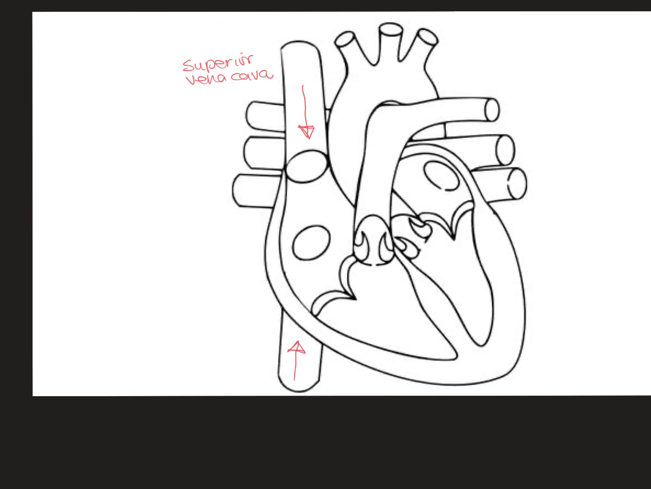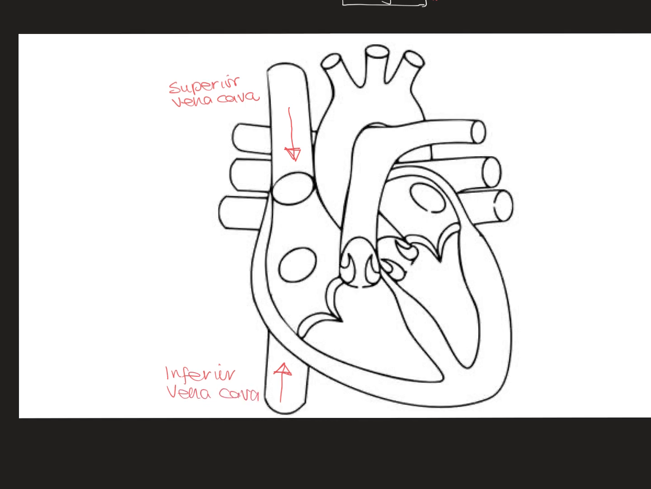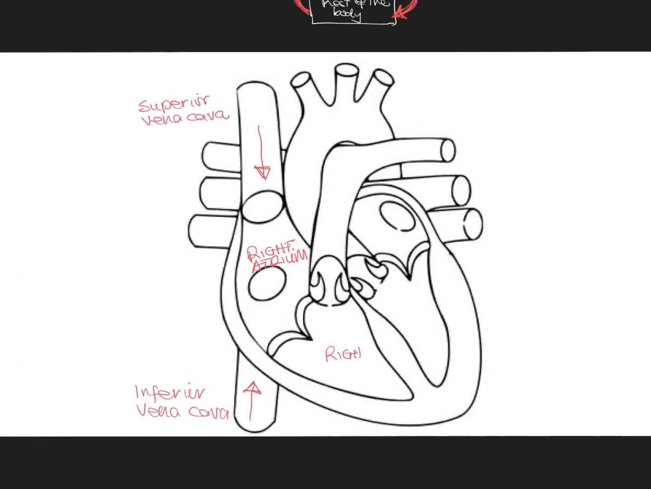Blood coming from the abdomen, from the legs, comes to the heart through the inferior vena cava. The blood coming from the superior vena cava and the inferior vena cava meet in the right atrium. The right atrium is a chamber, okay? So as the right atrium contracts, blood comes here, called the right ventricle.